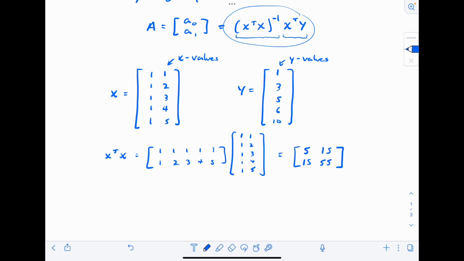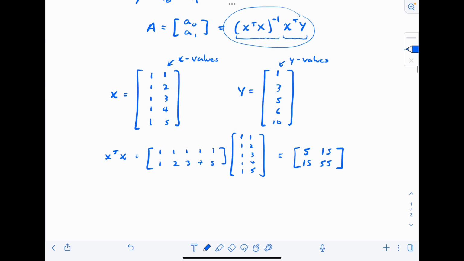Now we're going to take the inverse. I guess we can do the inverse now, or we can do it later. Maybe I'll do it later, maybe I'll do this in one less step. Let's go ahead and find the transpose of x times y. We'll do that next. I think this will work out pretty well. The transpose of x is still the same as what we just had before, and now we're multiplying that by y, that single column matrix, 1, 3, 5, 6, 10.